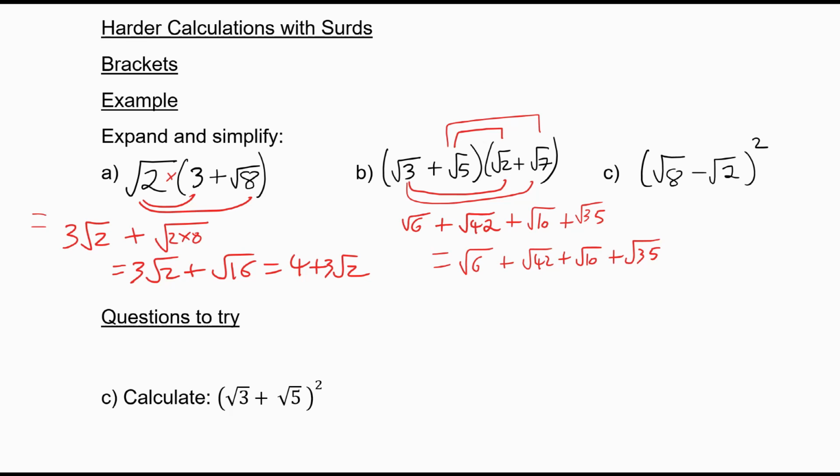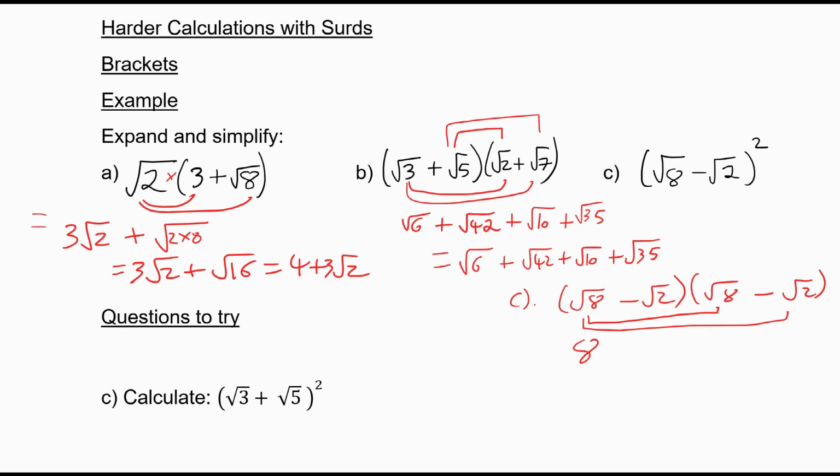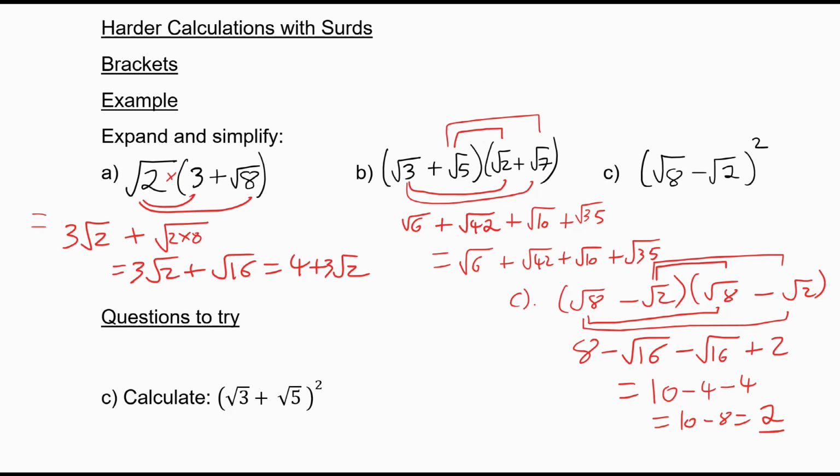But if we look at C, root 8 take away root 2 all squared, we have root 8 take away root 2 times root 8 take away root 2. Root 8 times root 8 is 8. Root 8 times minus root 2 is minus root 16. Minus root 2 root 8 is minus root 16 again. Minus root 2 times minus root 2 is plus 2, which gives me 8 plus 2, which is 10. Root 16 is 4, so I take away 4, and take away 4 again with the other root 16, giving me 10 take away 8, which is a final answer of 2.